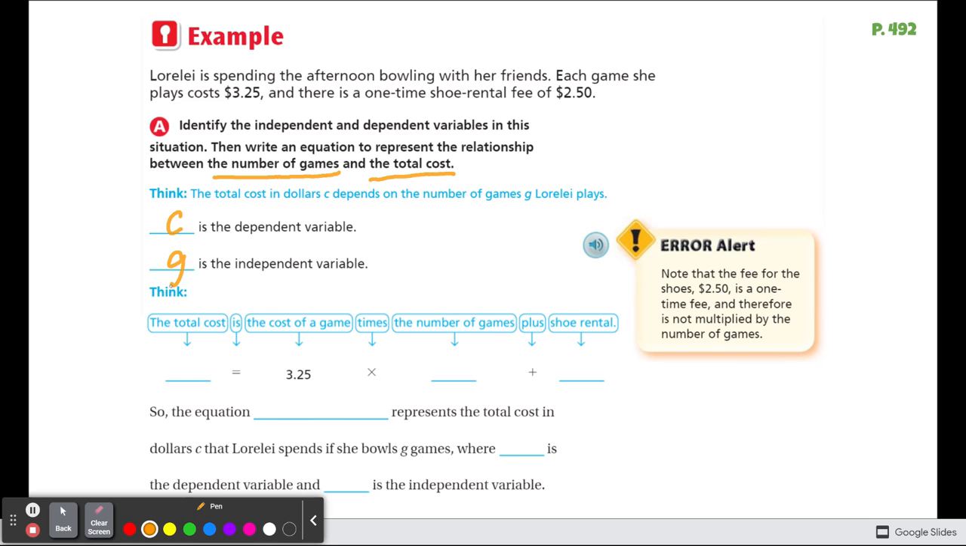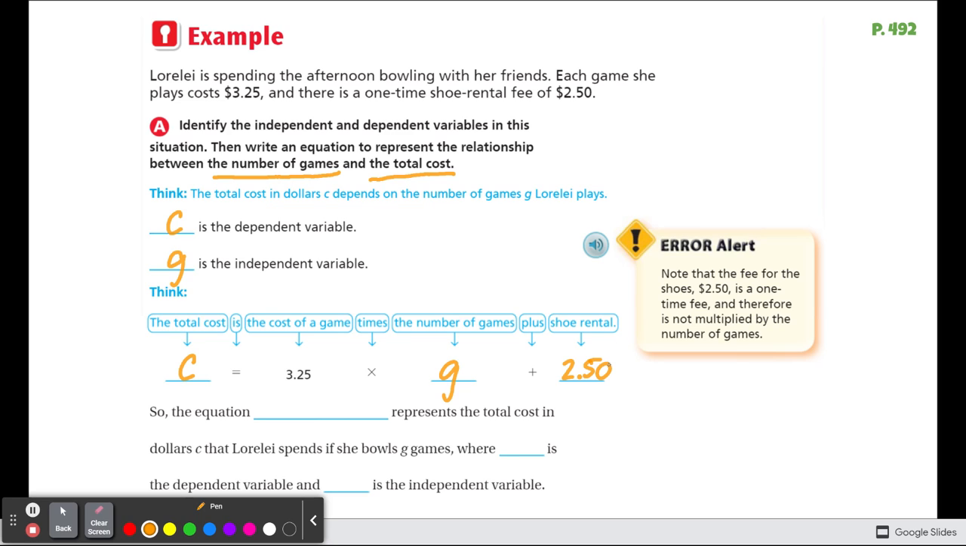So now we got to think, how can we write this as an equation? Well, we know our total cost is going to be our answer. So the cost equals $3.25 times how many games she plays. So we would have the cost times the number of games. But then we also have that shoe rental, but that's just one time. So I'm going to multiply the cost by how many games there are, and then I need to add on that $2.50 for the shoes.